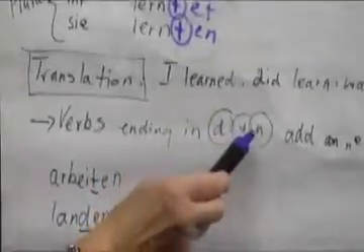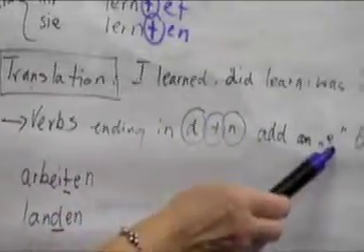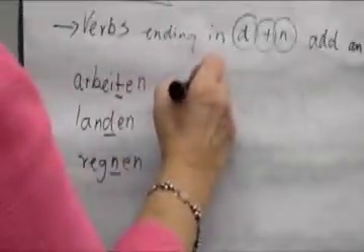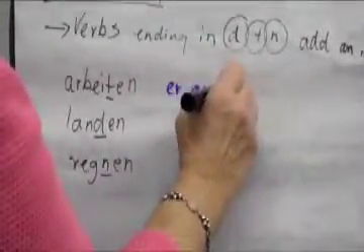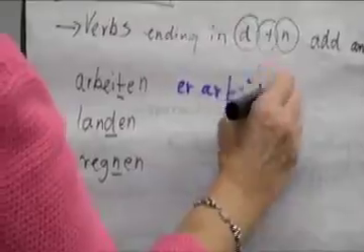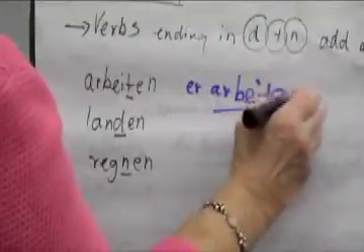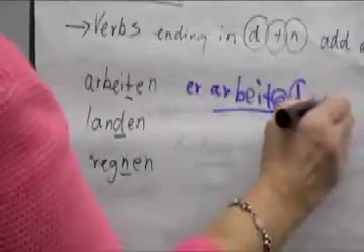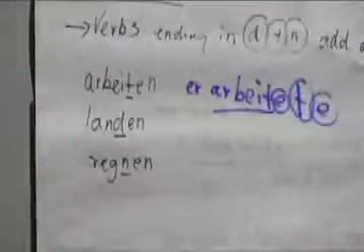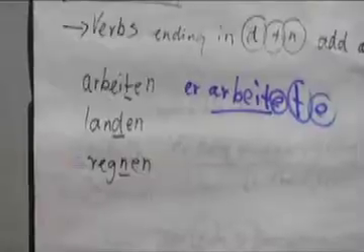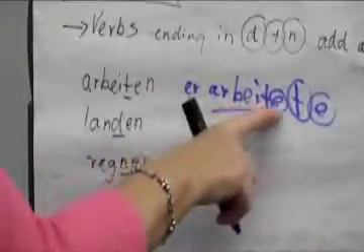Now, when we have verbs that end in D, T, or N, then we have to add an E before we add the T to the stem. So let's look at it. If you say he worked, you would say arbeitet. That's our stem. Then we insert the E, then the T for past tense, and the personal ending. Just like putting a Lego puzzle together. Arbeitete.